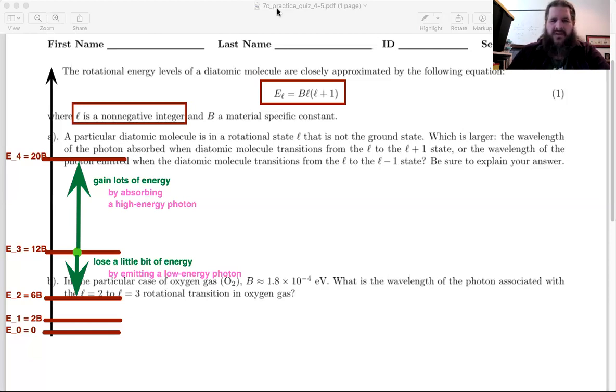Yeah, we can use hc over lambda here. If we just write out our usual formula, the energy of one photon equals h times c over lambda. So if you're absorbing a high energy photon, high energy tells you what about the wavelength? Yeah, it's going to have a very small wavelength.